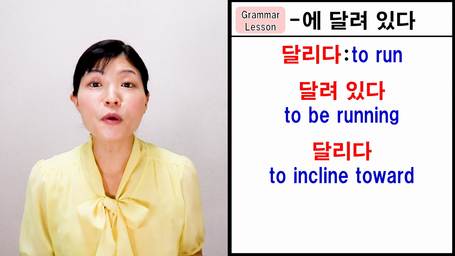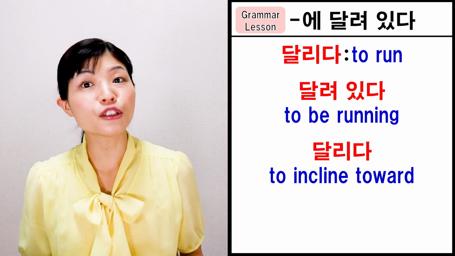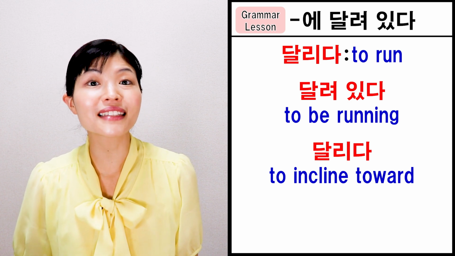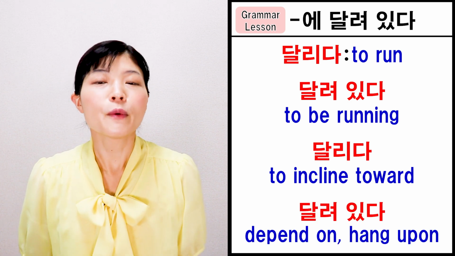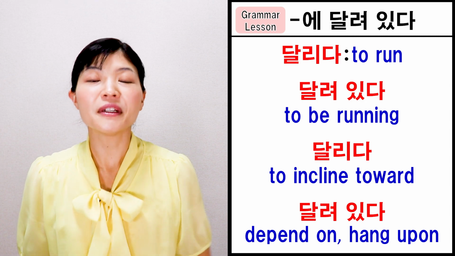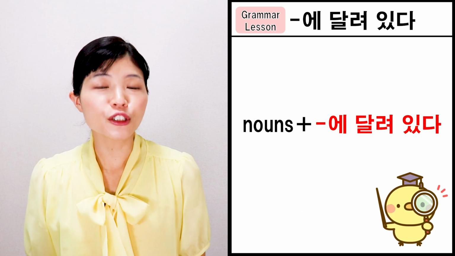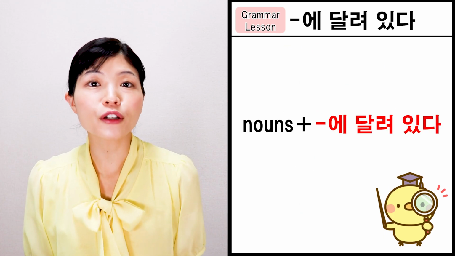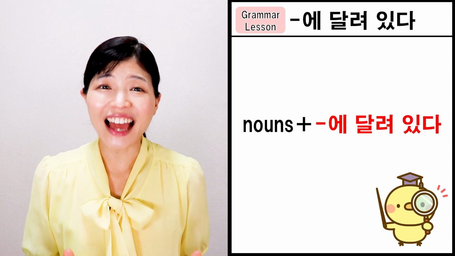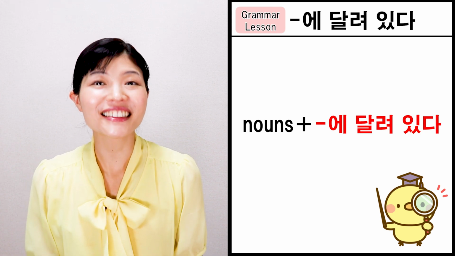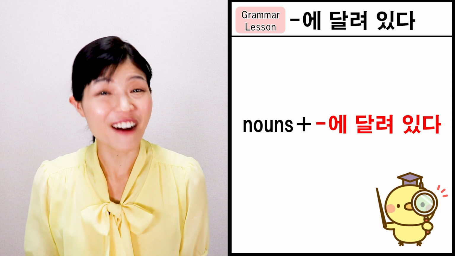달리다 also has one more meaning, which is to incline toward. So your thoughts or mind lean toward a certain subject. Therefore, when you say 달려있다, it means depend on, hang upon. Crystal clear? About the usage, 에 달려있다 follows nouns, and you always attach 에 달려있다 regardless of a final consonant. Oh, that's pretty easy, right?